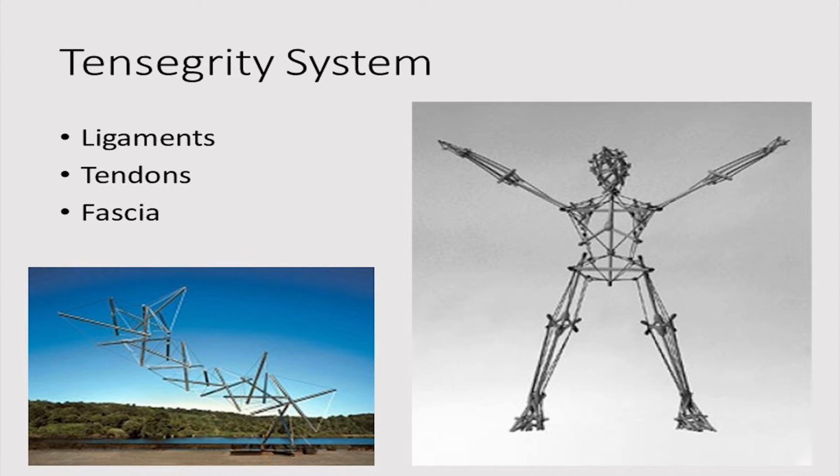And you can see that none of the rods are actually touching each other. They're all being held up by these tension wires. And our bodies work the same way. So from an anatomical level all the way up to a macroscopic level, we are a tensegrity system, with our bones acting as the compressive rods and our ligaments, tendons, and fascia as the tension wires.